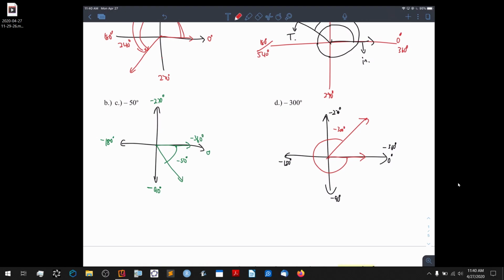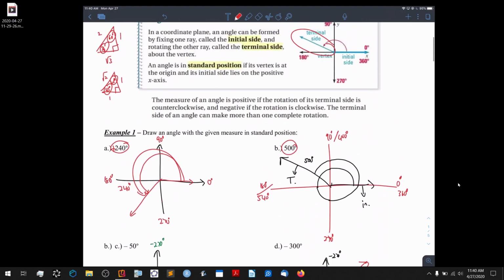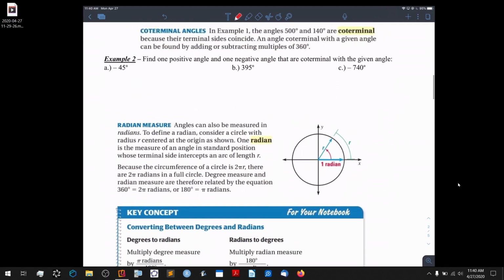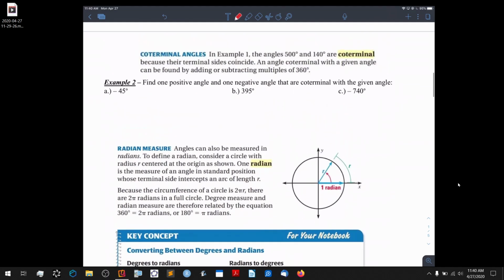And so that's how to draw an angle in standard position. They're all in standard position because the vertex, which is right here, is at the origin. And then coterminal angles. Coterminal angles are defined as angles which have their terminal sides coinciding.